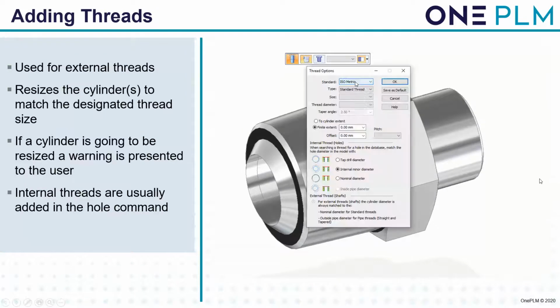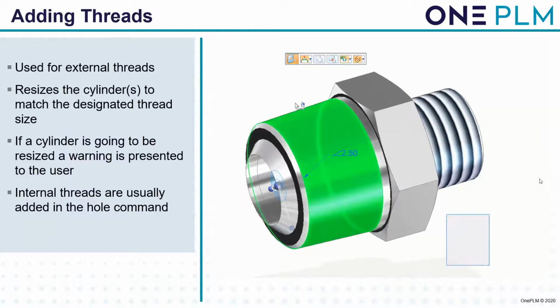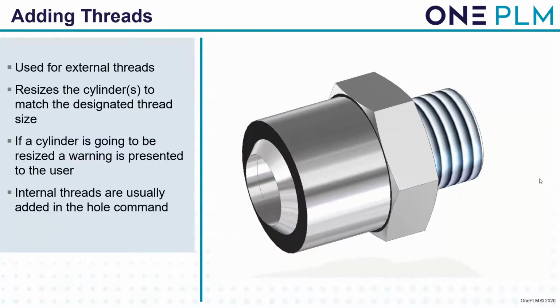Add in threads. When we've got imported geometry, it's important that we have threads added. So here we can go to the thread command and we can specify and add a thread. What it's going to do, it's going to recognize a thread, or if we change the thread, it's going to change the size to match the thread itself.